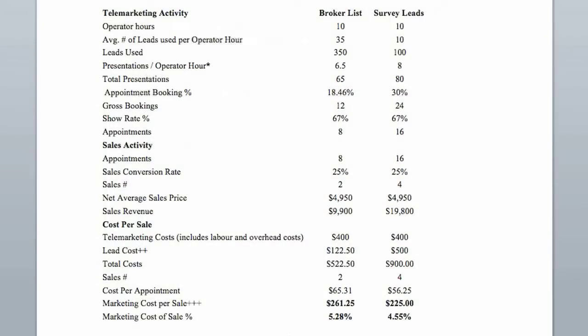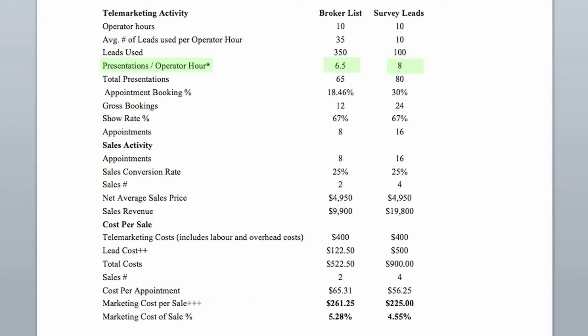So in this example, as you can see on your screen now, we've got two categories. We've got the broker list and the survey leads, all right? As I mentioned earlier, same amount of operator hours, 10 operator hours in each example. And then we've got the average number of leads used per operator hour. Now, obviously there's 35 leads used in the broker list example, and the reason for that is because there's a lot more people that they can go through in a broker list lead, okay? The survey leads are going to take a little longer to generate, so that's why there would be fewer per operator hour.